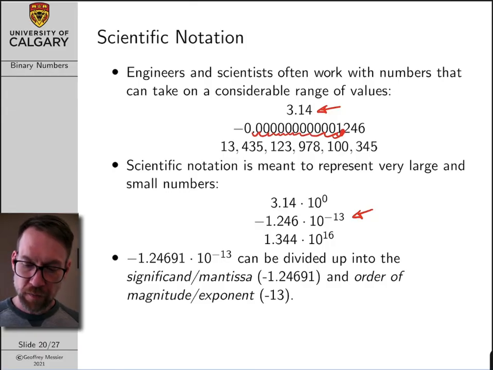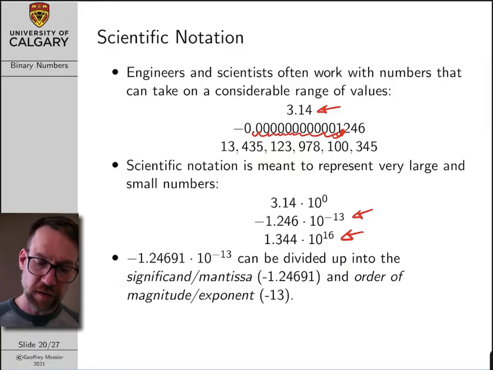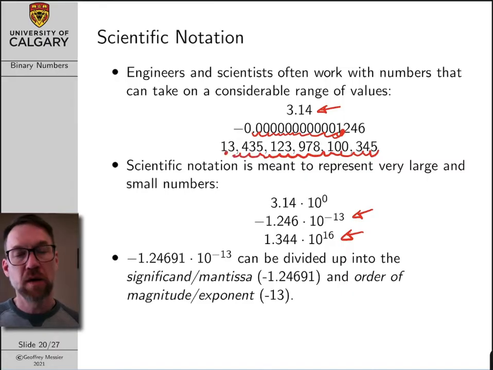The third number we can represent as 1.344 times 10 to the 16. And this refers to the fact that we had to jump the decimal point 16 places. I'm not showing this exactly, obviously. 16 places to put it between the 1 and the 3. And this is familiar. You've been working with scientific notation for a while.